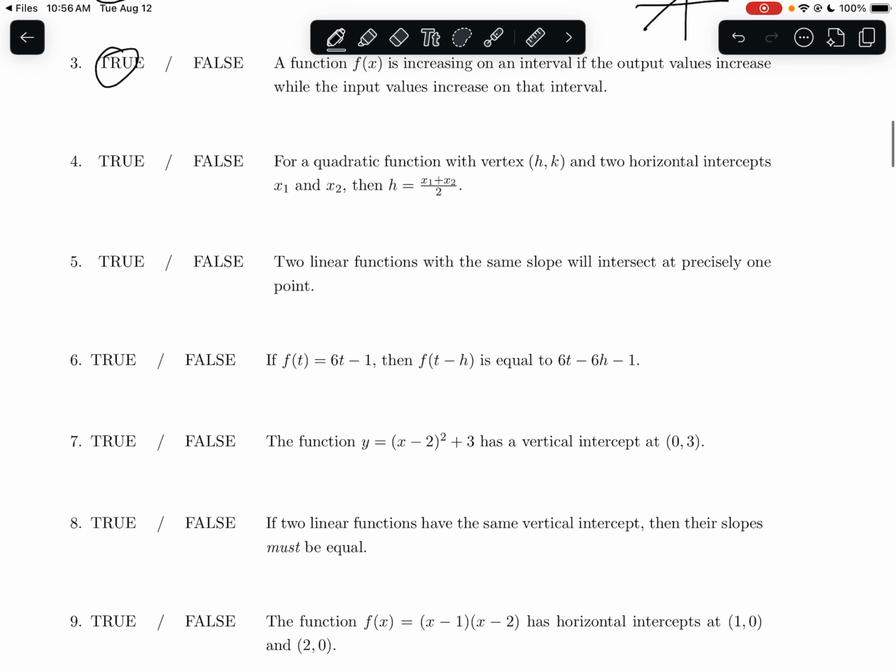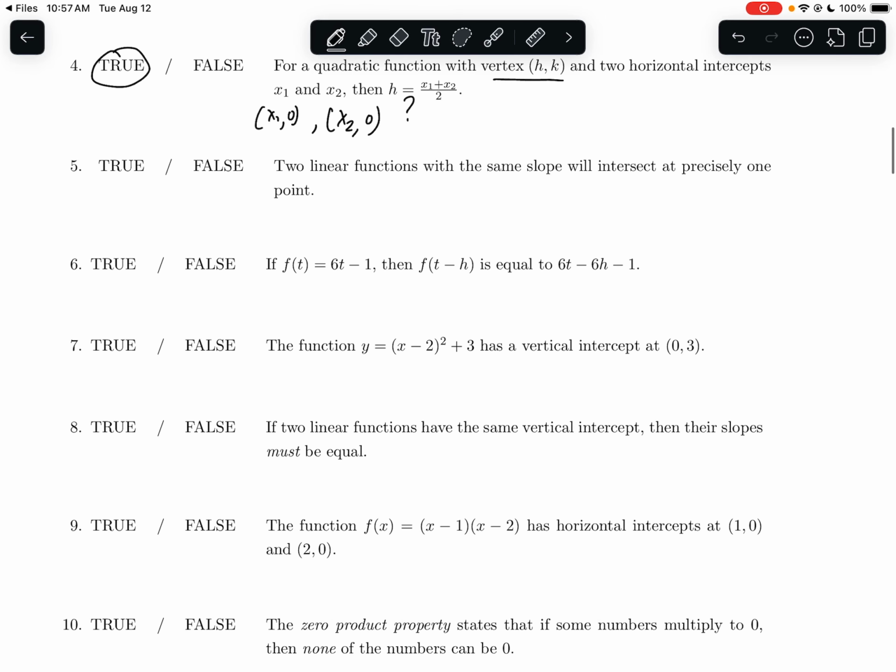Next, if you have the vertex and the 2 intercepts, it's asking you, is this equation true? And it is. It says that the vertex lies in the middle, in the horizontal direction, between the 2 horizontal intercepts. These are, and to clarify, these are the points x1, 0, and x2, 0, when we say the horizontal intercepts.